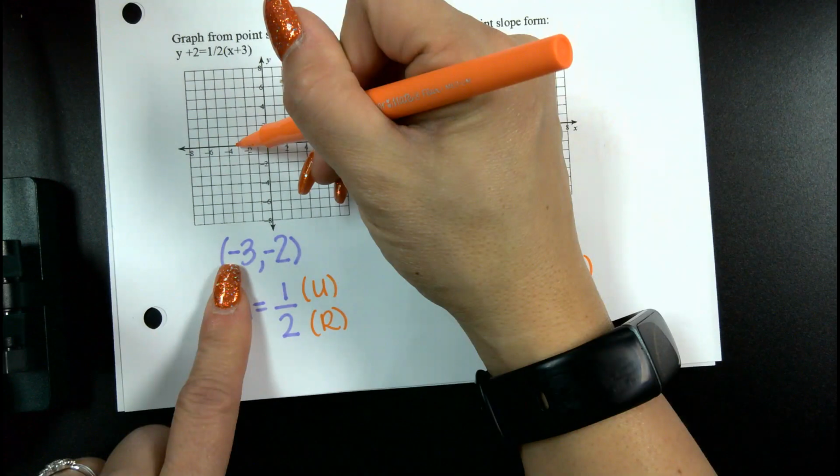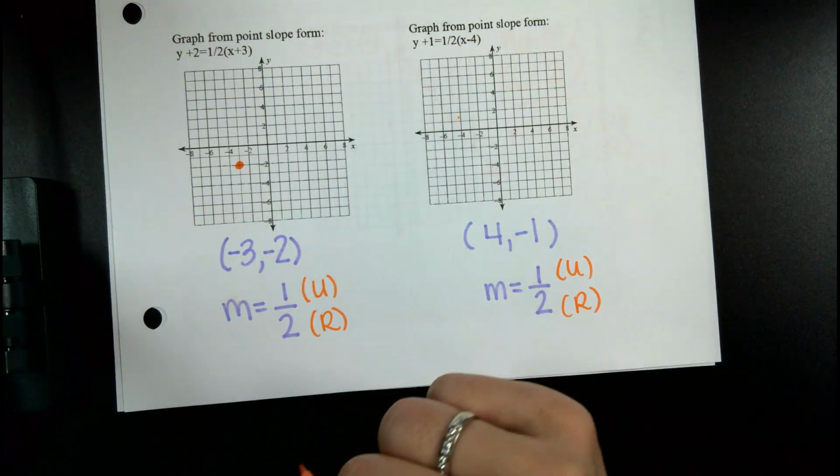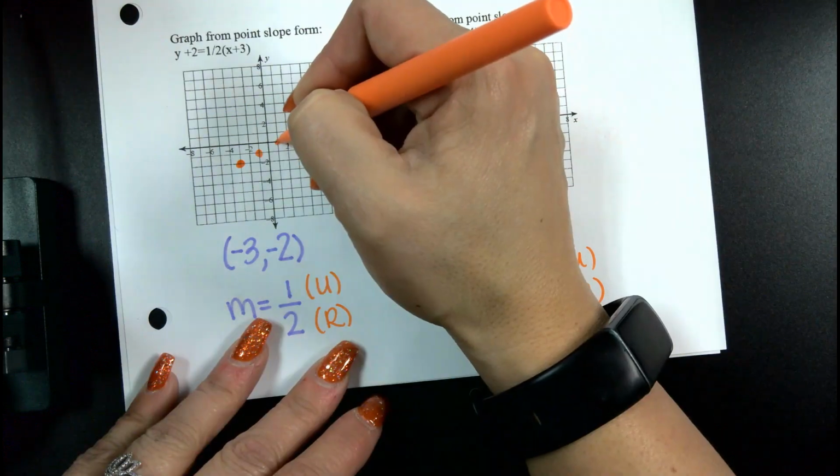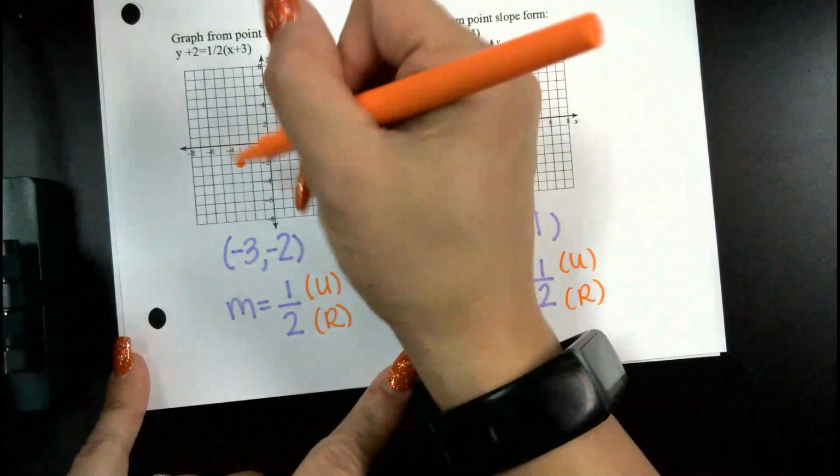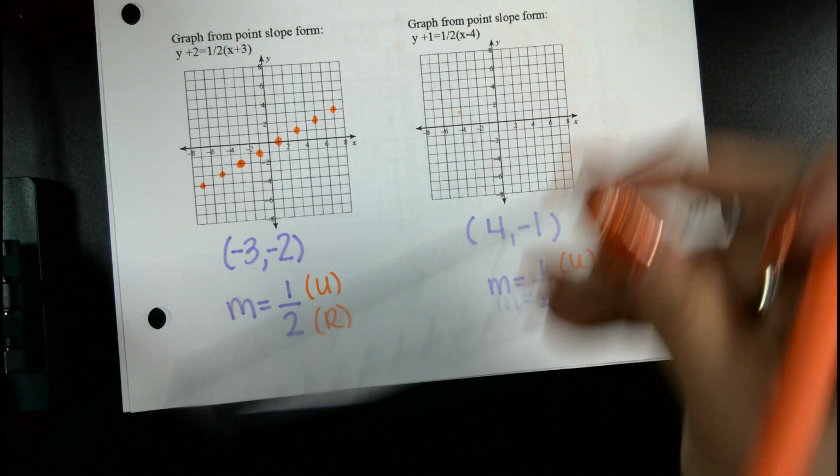So for this one, -3, -3, so that's on the x. So you go left 3 and then down 2. That's your starting point. And then from there, count up 1, right 2, as many times as you can, which is going to be quite a bit. Get 5 points going that direction. And then we can switch directions, go back to your starting point, and go down 1, left 2.